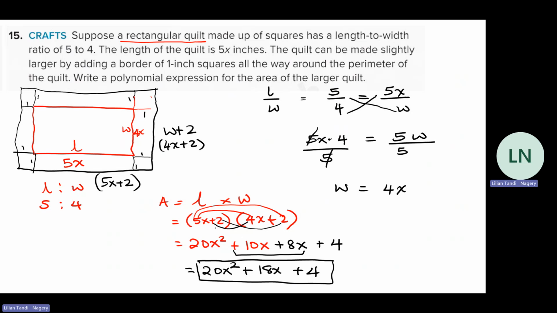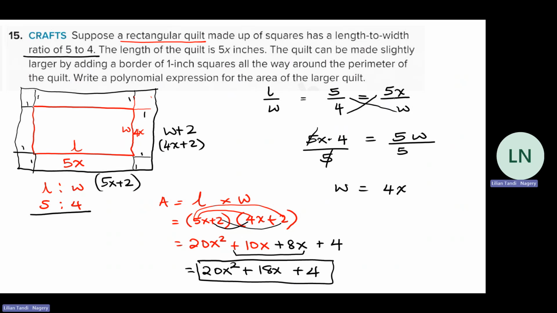Now, I said we have to know how to read, we have to know how to draw, we have to know how to read math words. Ratio of 5 to 4. How can you use ratio? When you see the word ratio, you can use this butterfly method. Okay? And make sure you label your ratio so that you know the numbers that go up are for the length and the numbers that go down are for the width.